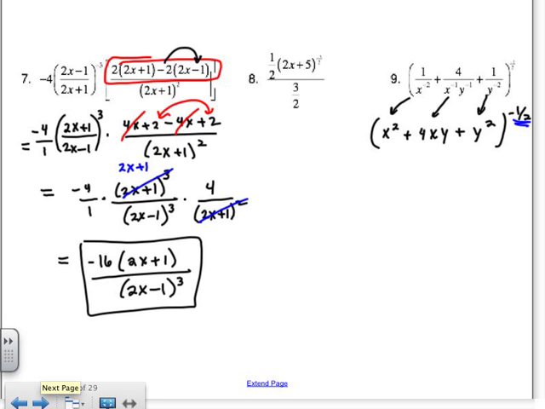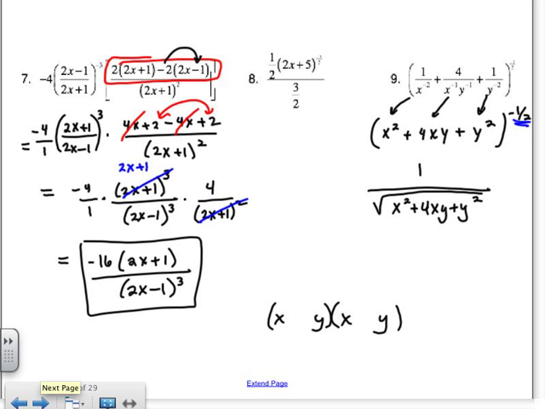So I'm going to do 1 over, and then a 1/2 power is a square root, x squared plus 4xy plus y squared. And then a lot of people actually think that that factors. You need x and x, and you need y and y, but there's no way to get that 4xy in the middle. So that's actually as far as it will go. So that's your answer.